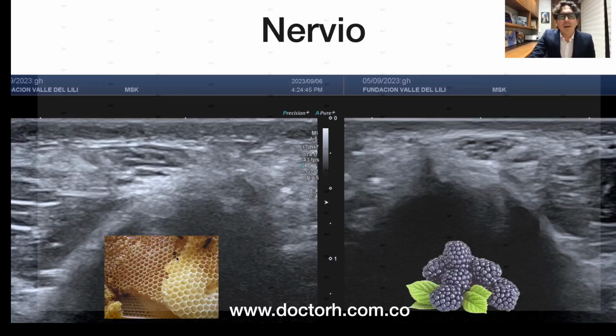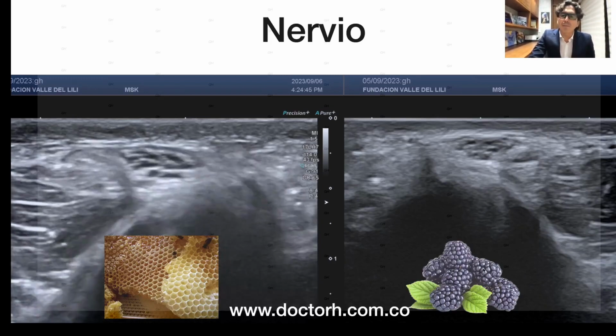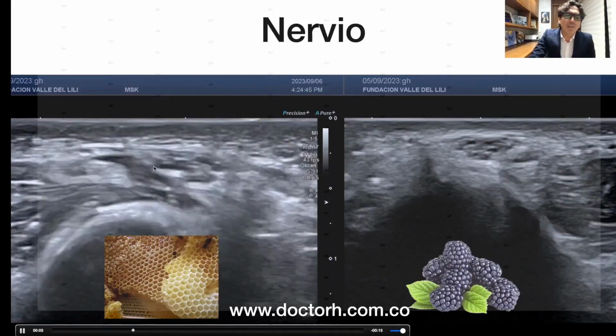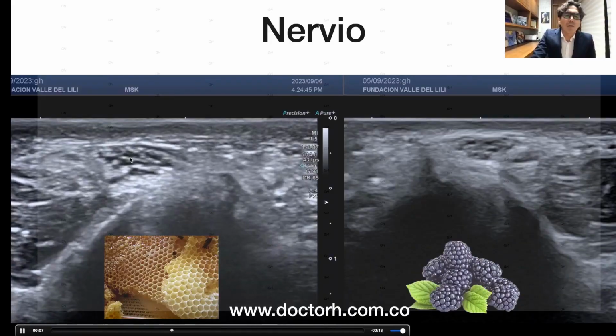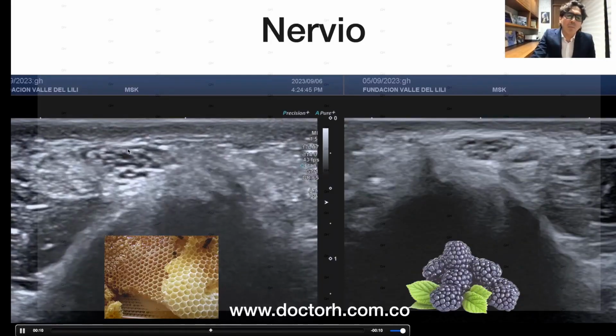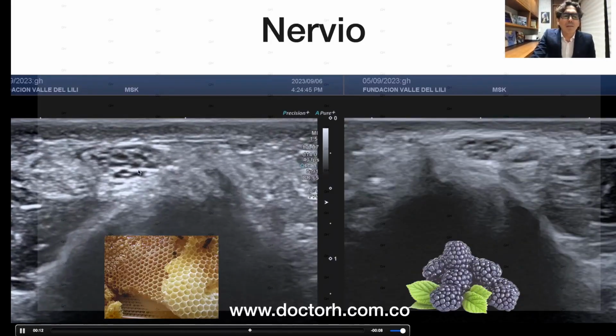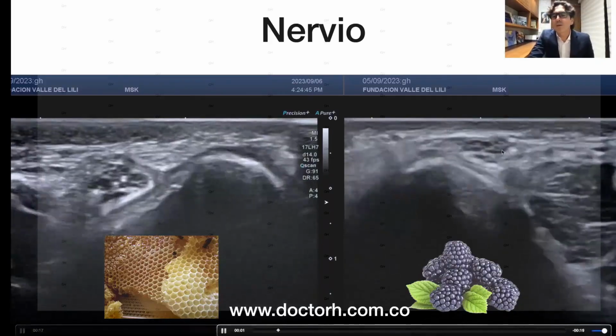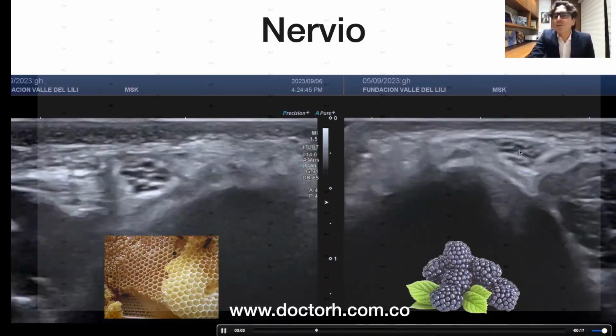The honeycomb pattern is typical in ultrasound images, or some people call it a mulberry pattern. Let's look at them here. A honeycomb pattern, which is basically in the transverse view, those fascicles that are rich in myelin, so they're more anechoic, with some epineurium and perineurium that are more fibrous, more hyperechoic in our nerve in the transverse view.